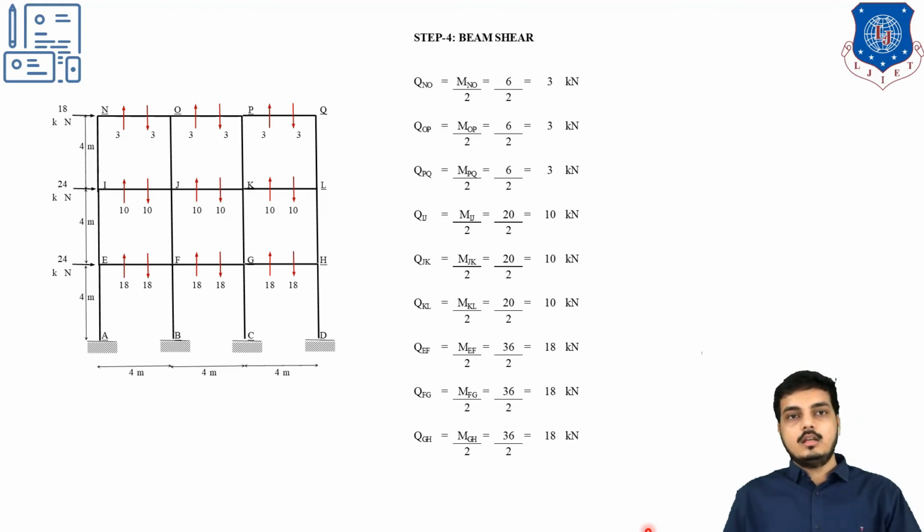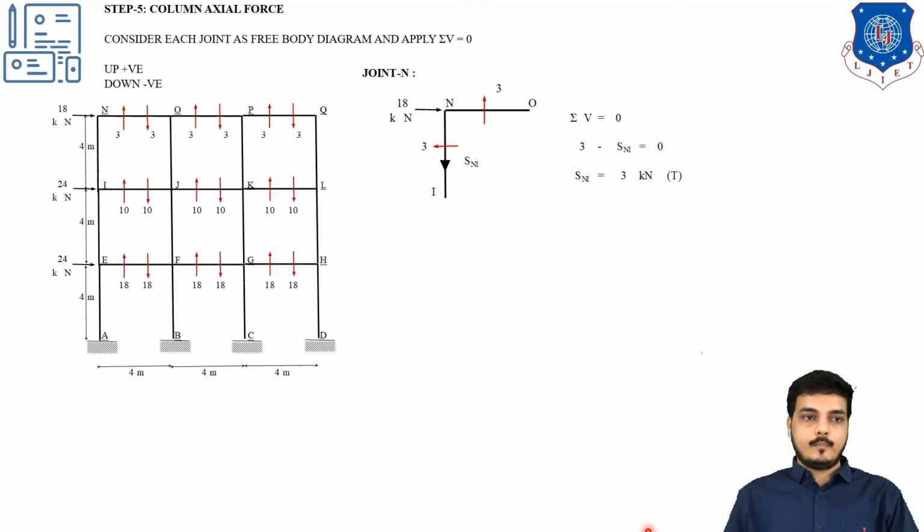Now we will be shifting towards the axial forces. So column axial force. Consider each joint as a free body diagram and summation of V equals to 0. Similarly, in step number 3, the same kind of thing we need to do in the upcoming steps. So look, this is my N to I point, N to O point. So I have taken out. Now this was the shear for column and this was the shear for beam. Now here summation of V equals to 0.